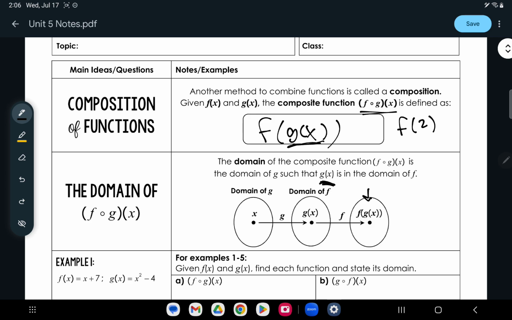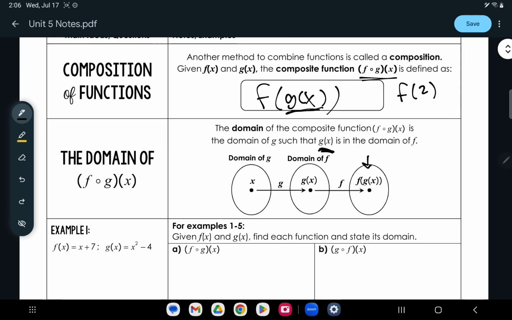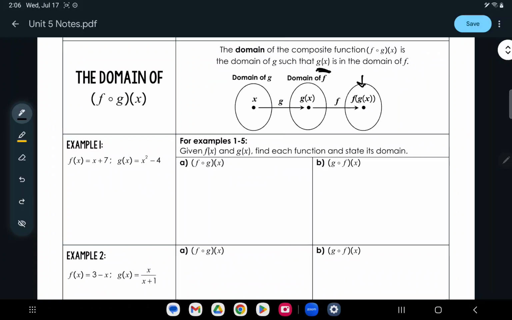Because if the function on the inside has an issue with its domain, then it'll have an issue in the outer function, because if you can't plug it into the first one, you won't be able to plug it into the second one. So let's just look at some stuff. We've got f of x equals x plus 7, and g of x equals x squared minus 4. This first part says we're going to do f of g of x. So we're going to take g and plug it into f.